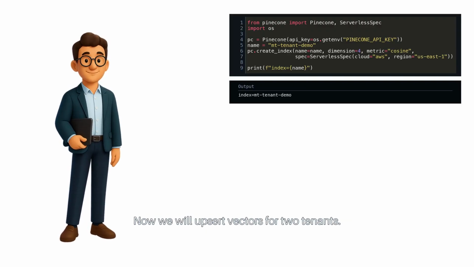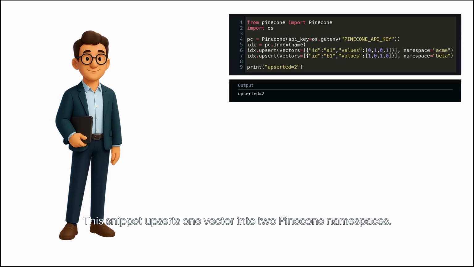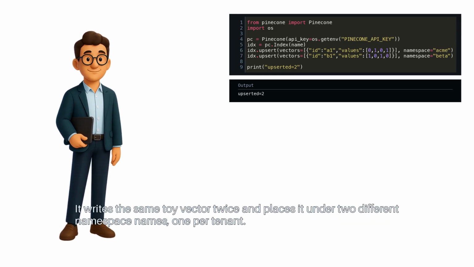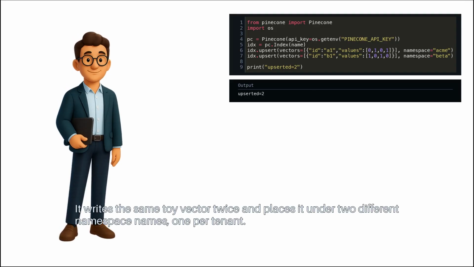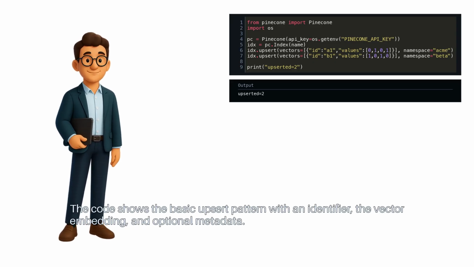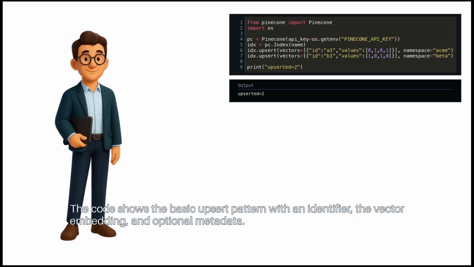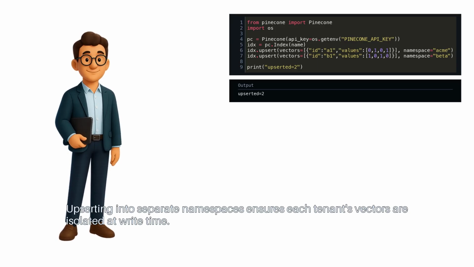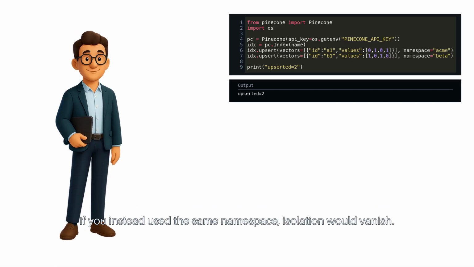Now we will upsert vectors for two tenants. This snippet upserts one vector into two Pinecone namespaces. It writes the same toy vector twice and places it under two different namespace names, one per tenant. The code shows the basic upsert pattern with an identifier, the vector embedding, and optional metadata. You can spot the namespace parameter being varied between the two calls. Upserting into separate namespaces ensures each tenant's vectors are isolated at write time. If you instead used the same namespace, isolation would vanish.